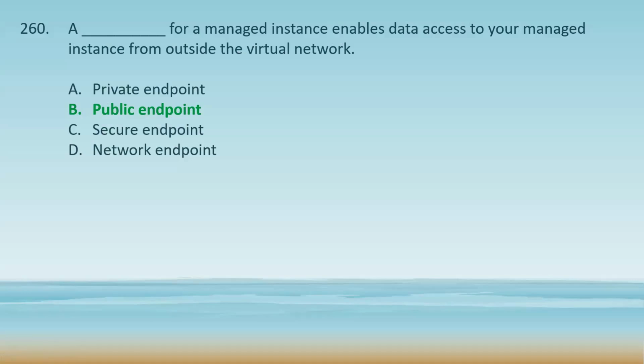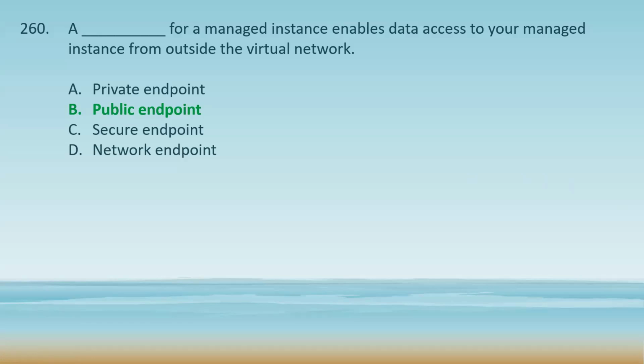Let's now look at why other options are incorrect. Option A, private endpoint provides secure access to the managed instance from within the same virtual network or from a peered virtual network. It does not require exposure to the public internet. This is one of the differences between private endpoint and public endpoint.